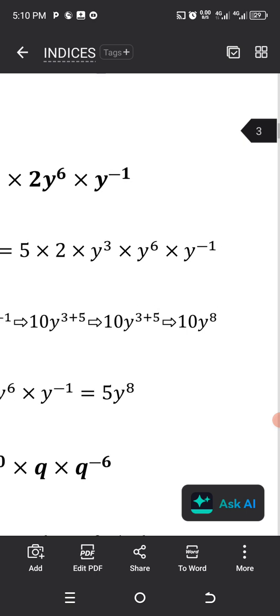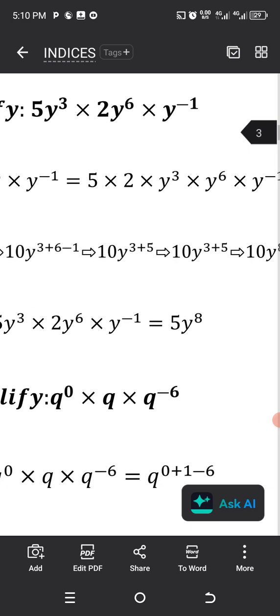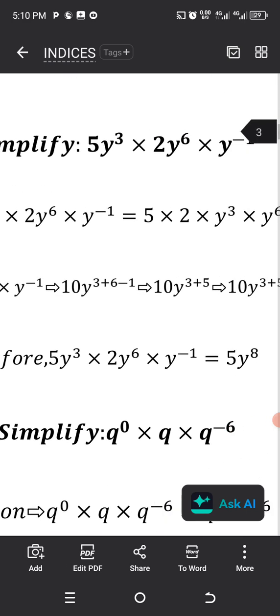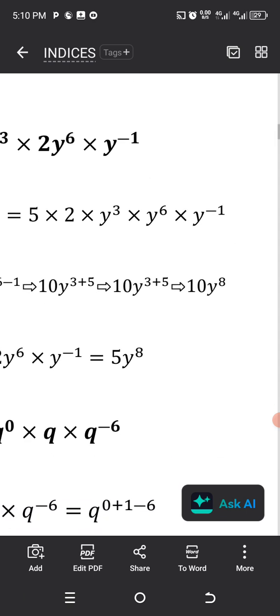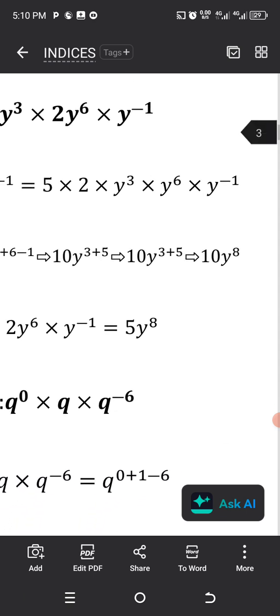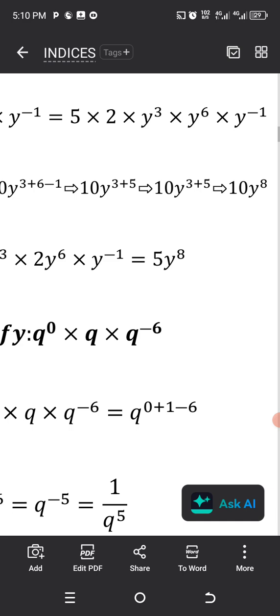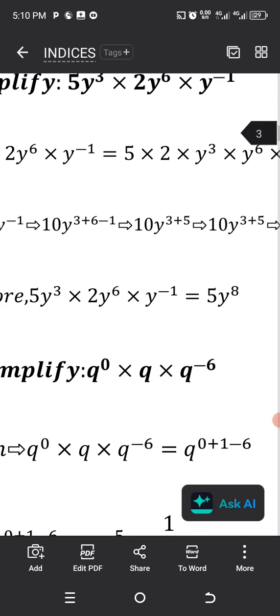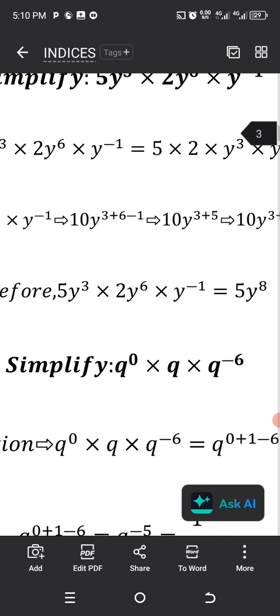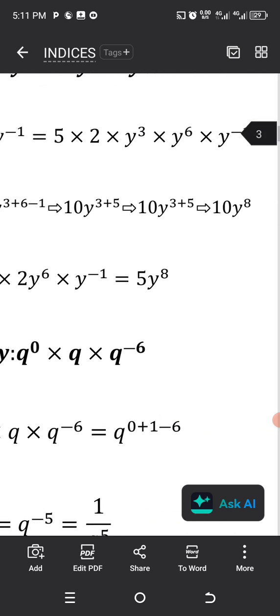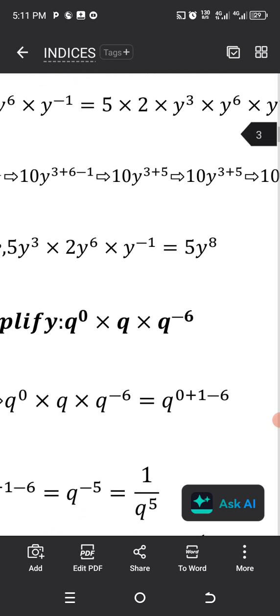We are having 10 raised to power 10 multiplied by y raised to power 8, and that is our final answer. Don't mind this one. The final answer is 10 raised to power 10 multiplied by y raised to power 8. I think that is a typographical error. So that is the solution for that one. That is the simplification of 5 y raised to power 3 multiplied by 2 y raised to power 6 multiplied by y raised to power minus 1, which is 10 multiplied by y raised to power 8. That is the answer there.